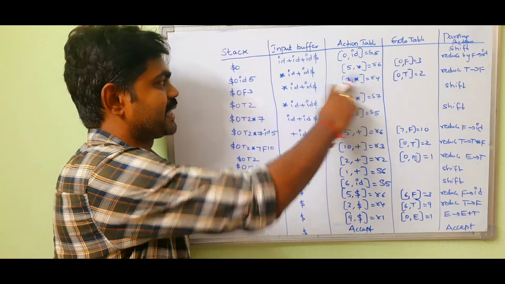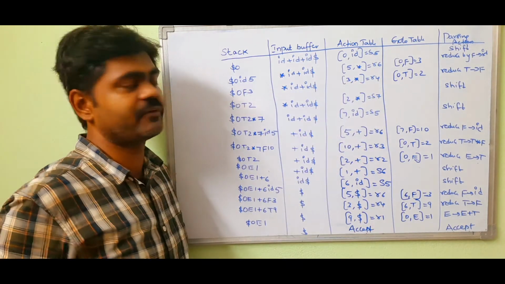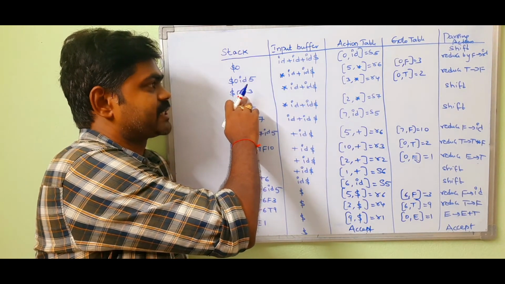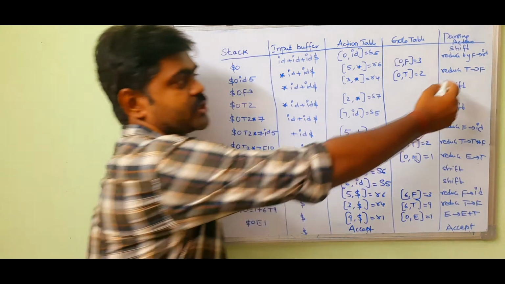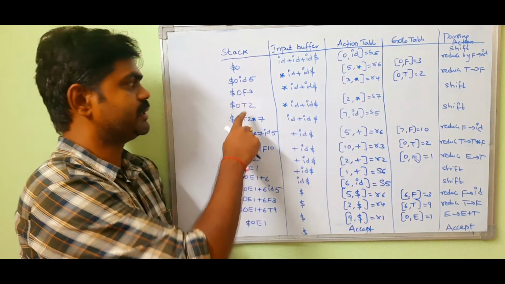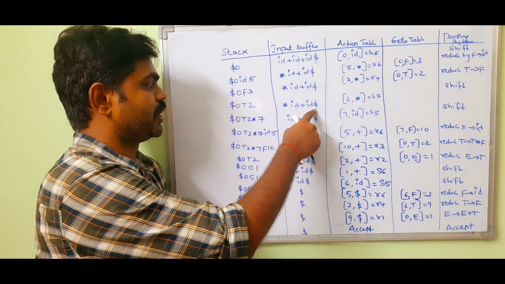Now 3 comma star, so again I need to push star here. 3 comma star equals R4 in the action table. And 0 comma F, in the place of F I will substitute T, because I have T tends to F. So reduce with T tends to F. So 0 comma T, in the go to table I go to 2. So I wrote 2 here. I am left with star id plus id dollar.